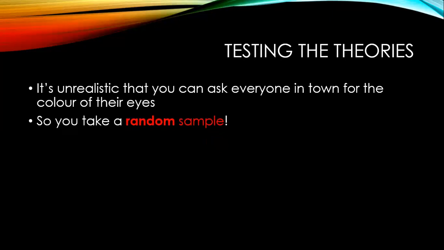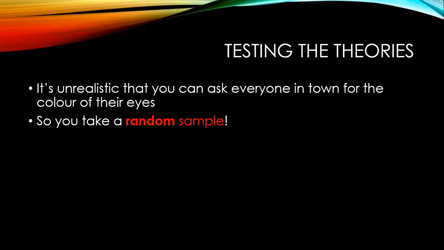You're going to take a sample, and what you're going to do is take a random sample. So it's quite important that this is a random sample. Obviously, you could just ask the first 50 people that you see walking down the street, or the first 100 people, however many people you want to take in your sample. But for the purposes of the A-level maths course, we want the sample to be random.